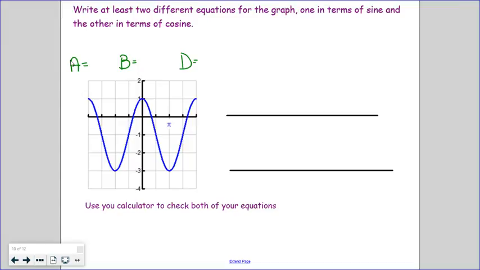What is the period? What is the B value? Those are not changing for either equation.